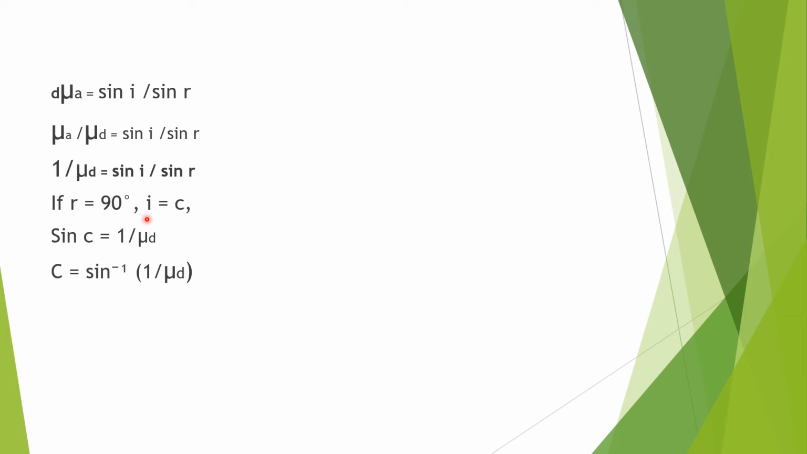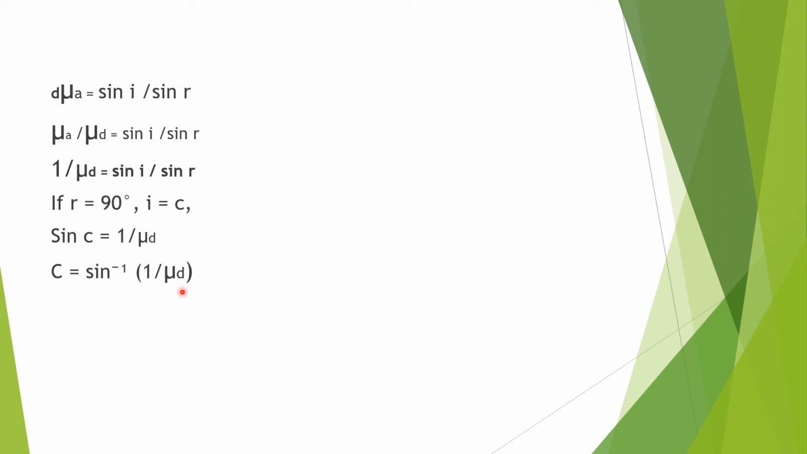R is equal to 90 degrees and we know very well that i is equal to C, right? So simply put, sin i is equal to sin C, which is equal to 1 by mu d, since sin 90 degrees is nothing but 1. So sin C is equal to 1 divided by mu d. Mu d is, as we know very well, the refractive index of the denser medium. So here we are getting C equal to sine inverse of 1 by the refractive index of the denser medium, which is nothing but 1 by mu d.